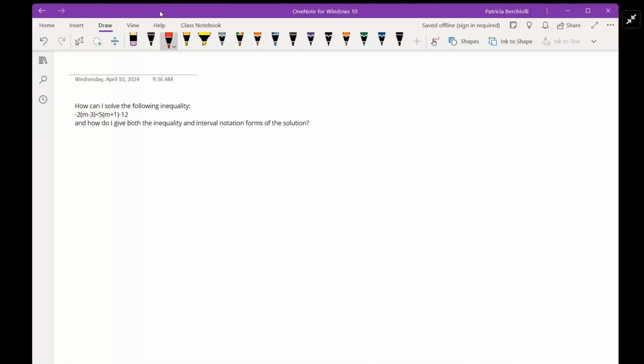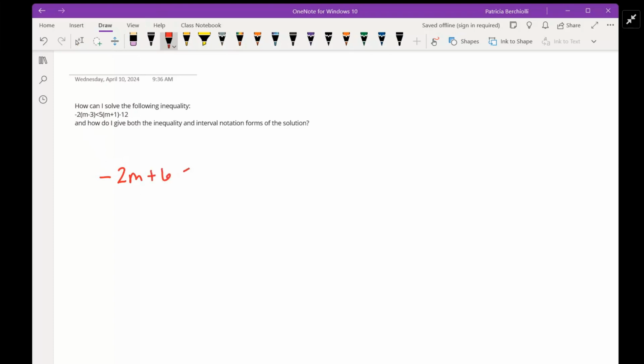Okay, so let's go ahead and solve this problem that was presented. We want to solve the inequality. What we're going to do is first distribute the -2 into the first parenthesis. So -2 times m is -2m, and then -2 times -3 is a +6.